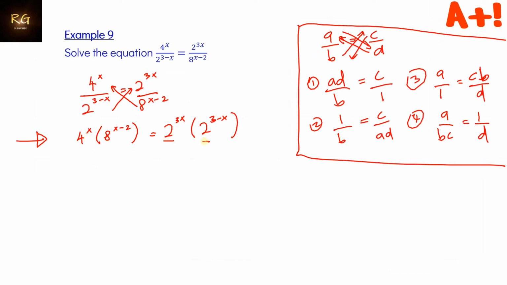This 2 and 2 have a similar base, which means 2 to the power of 3x is multiplied with 2 to the power of 3 minus x. According to the rule that I taught in previous videos, when the bases are similar and you want to multiply together, you can just add up the powers. In this situation, the bases are 4 and 8. In the previous video, I taught you that in order to find a common factor, we do 8 divided by 4, and you get 2. Correct. So this digit 2 will be the base for 4 and 8 here.